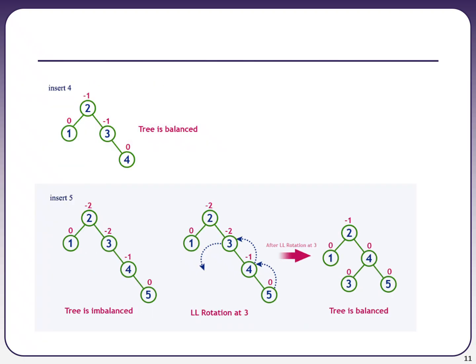Next, while inserting 4, we are just moving to the right side of the third element. After computing the balance factor, it is between -1 and +1, so the tree is a balanced one. Next I want to move on to the next step.